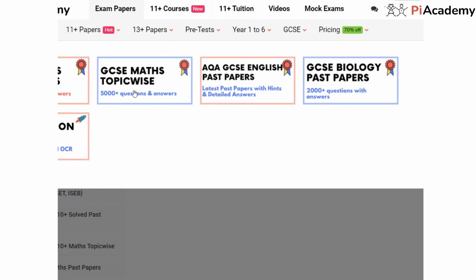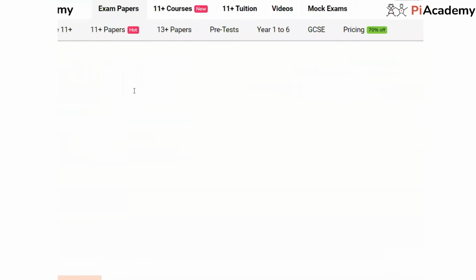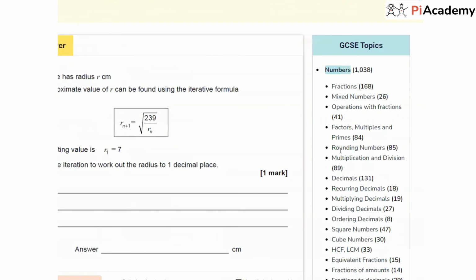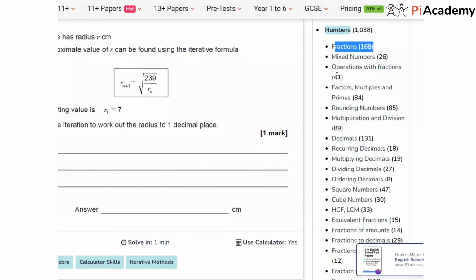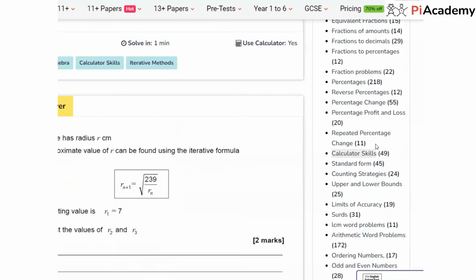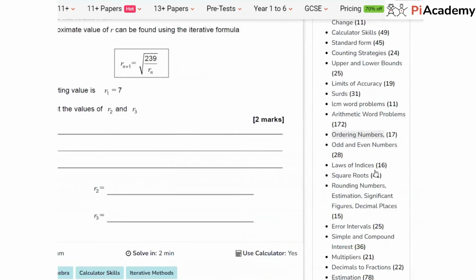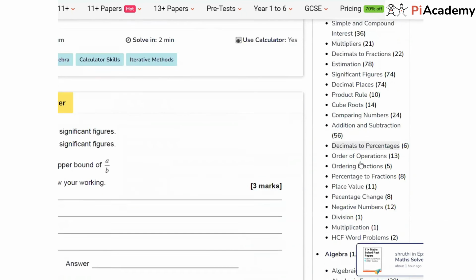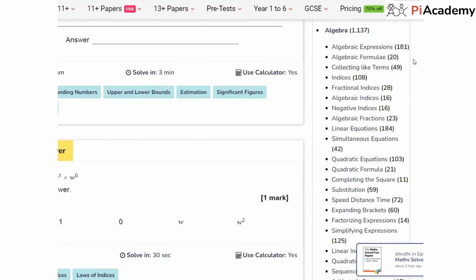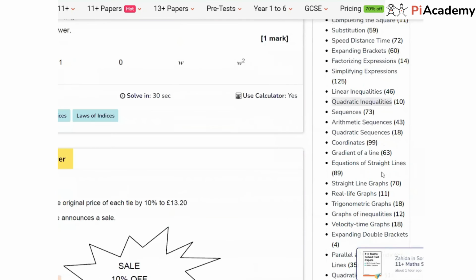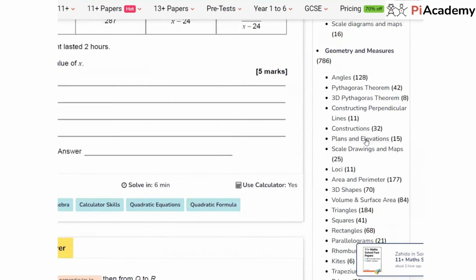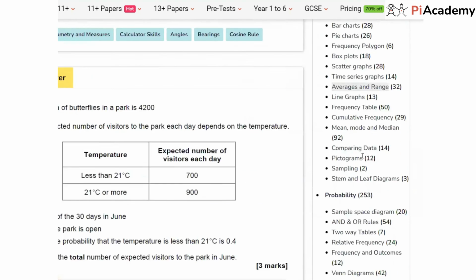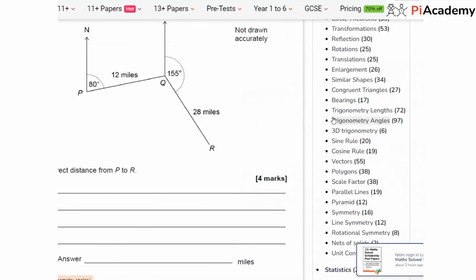The questions are, see, you have all the topics here. For example, in fractions, you have 168 questions. Mixed numbers, you have 26 questions. Operations with fractions, repeated percentage, you have questions here. Laws of indices, you have questions. And then algebra: algebraic expressions, you have 181 questions. Quadratic equations, quadratic formula, completing the square, you have all these questions. And then ratios and proportions, geometry and measures, statistics, probability, you have questions separated topic-wise.